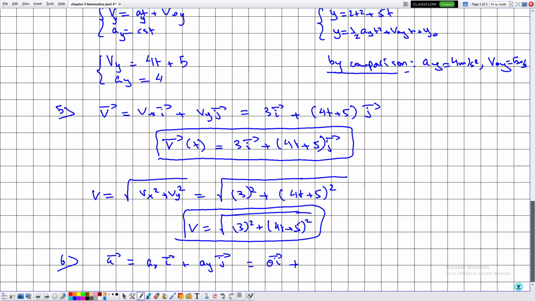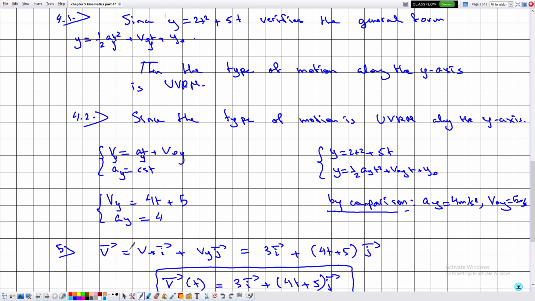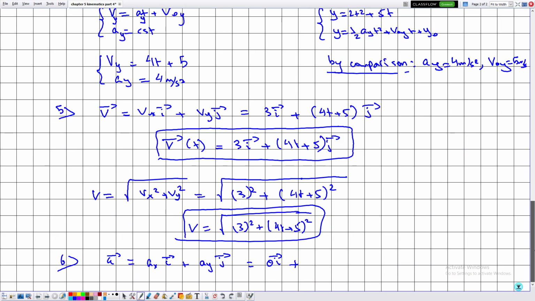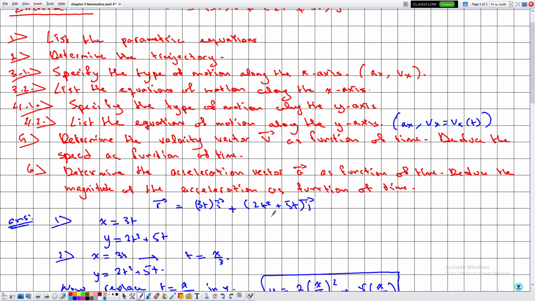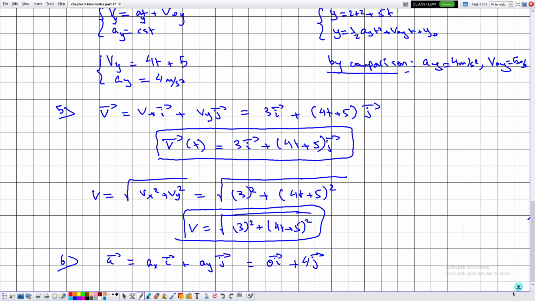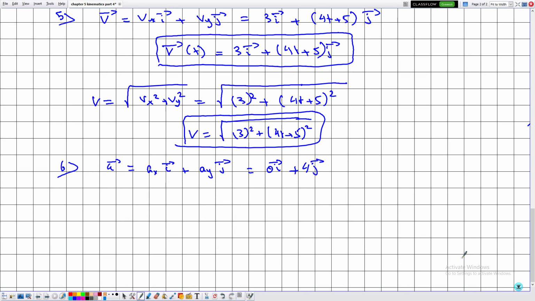As for the y component, the acceleration is given by the value of 4. So notice this must have a unit, 4 meters per second squared. So plus 4j. Although they are telling me to determine the acceleration as a function of time, as you can notice the acceleration is independent of time, but this is okay. So the acceleration vector is given by 4 multiplied by the unit vector j.